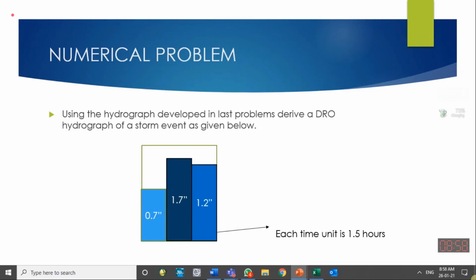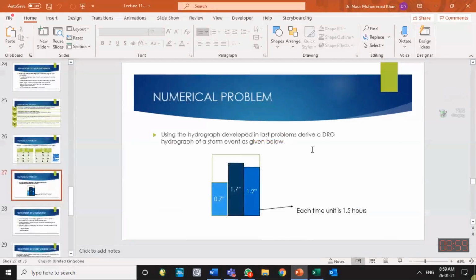If you can prove that both have the same basin characteristics, then you can use it, but blindly you cannot use it. So we will be generating direct runoff because of the storm of 0.7 inches. Storm duration is 1.5 hours. Then we will be generating direct runoff of 1.7 inches. Then we will be generating direct runoff for effective rainfall of 1.2 inches. And we will be adding the ordinates of all these three to get the total outcome, the DRO for this catchment.